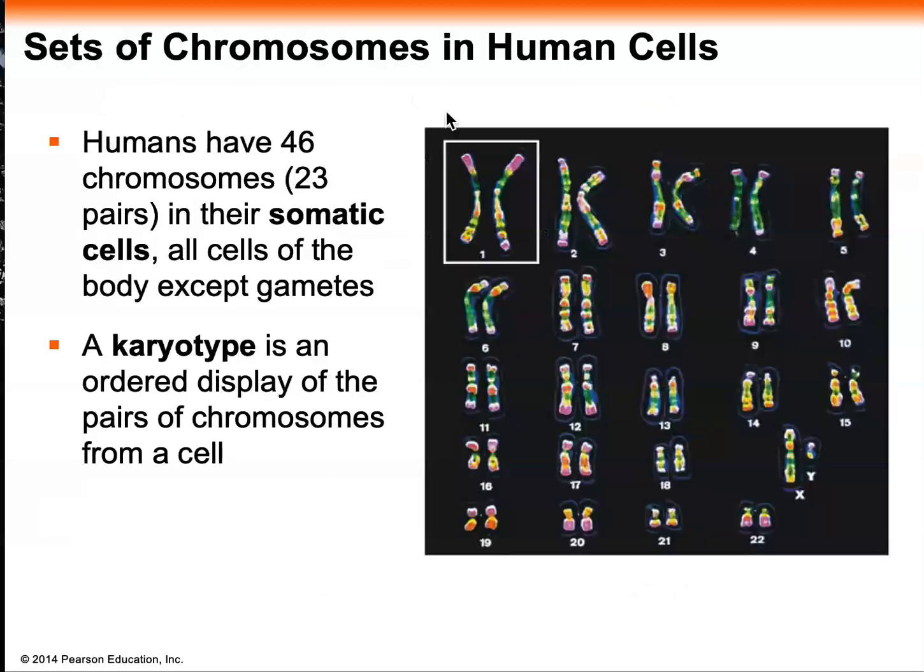So humans have 46 chromosomes, and that's made up of 23 pairs. And these are found within what we call the somatic cells, which are all the cells in the body except for the gametes, the sex cells. And here we see what's known as a karyotype, which is an ordered display of all those chromosomes showing their pairs. So this certainly isn't how you find the chromosomes within an actual cell. This is just a way of organizing them and seeing what the chromosomes are and what their pairs are.